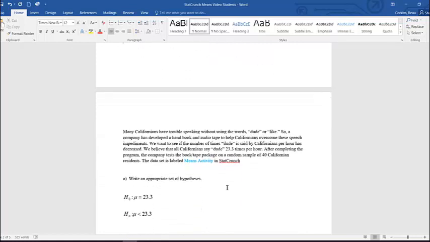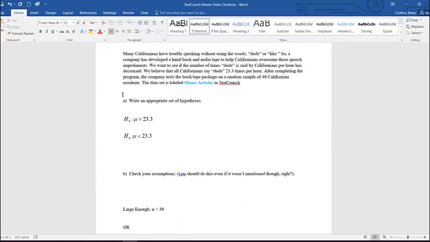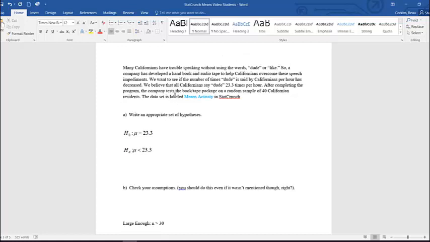Along those lines, let's look at another example. So many Californians have trouble speaking without using the words "dude" or "like." A company has developed a handbook and audio tape to help Californians overcome these speech impediments. We want to see if the number of times "dude" is said by Californians per hour has decreased.